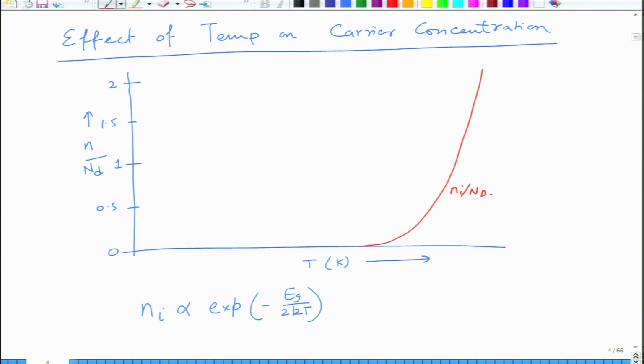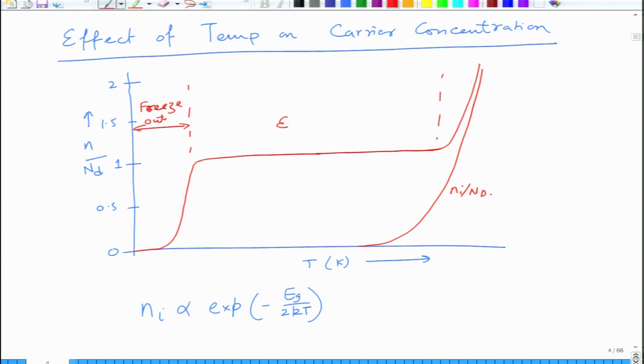Now for the same thing, if you plot for an extrinsic semiconductor, then initially the carrier concentration is very low or almost equal to 0, then it keeps increasing and then it flattens out at some temperature, and then it starts following this intrinsic behavior. So there are 3 regions in which carrier concentration in a semiconductor changes. The first region is called the freeze out region, this is called the extrinsic region, and this is called the intrinsic region.